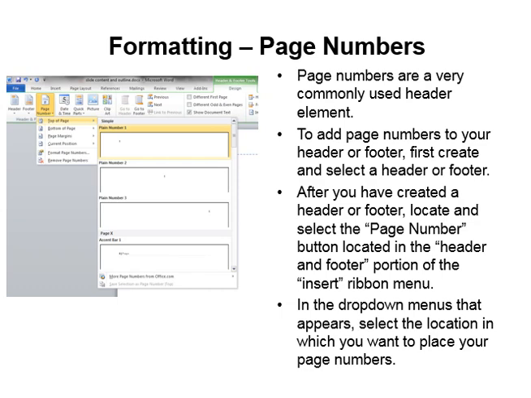Page numbers. Page numbers are a very commonly used header element. To add page numbers to your header or footer, first create and select a header or footer. After you have created a header or footer, locate and select the Page Numbers button located in the Header and Footer portion of the Insert ribbon menu. In the drop-down menus that appear, select the location where you want to place your page number.